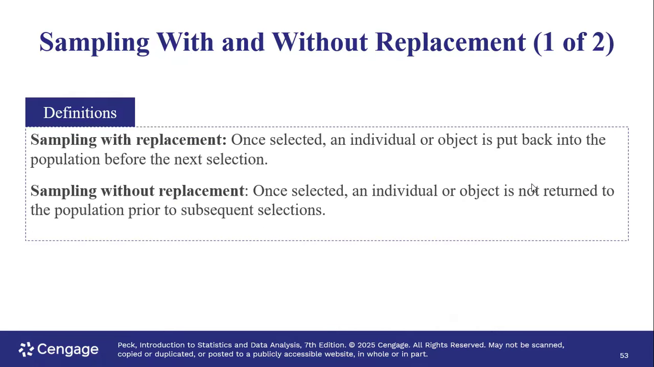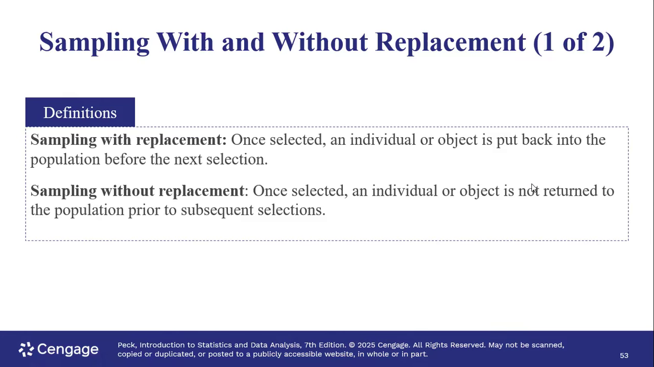function properly. Okay. So here they're talking about two types of sampling, with replacement and without replacement. What is the big difference? Remember, we're taking a sample from the population. Why do we do that? Because we cannot reach the entire population. It is too large, too big. So we select a sample from the population.